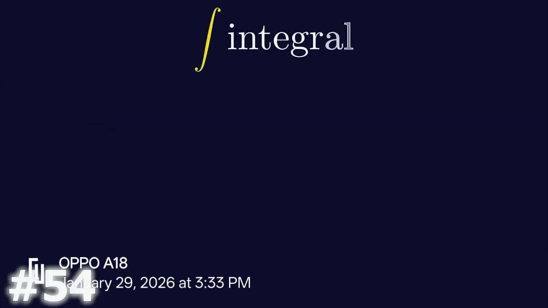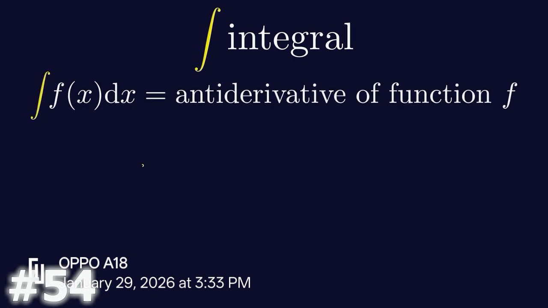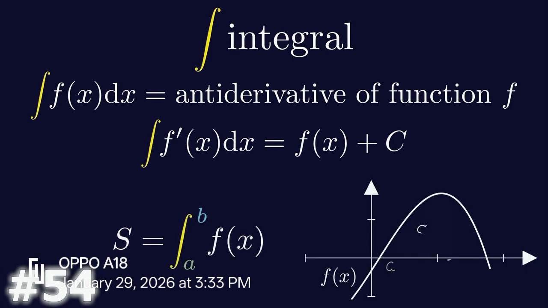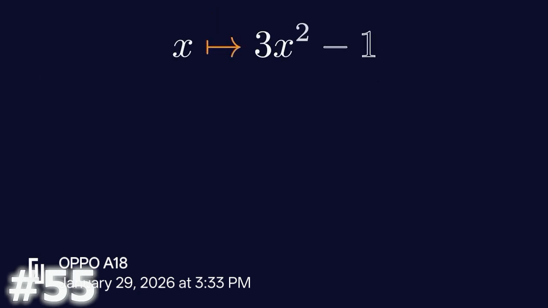Integral denotes an antiderivative, which is basically the opposite of the derivative. With subscript and superscript, it denotes a definite integral, which represents the area under a curve or the accumulation of a quantity over an interval. Arrow is sometimes used to define a function without having to name it.